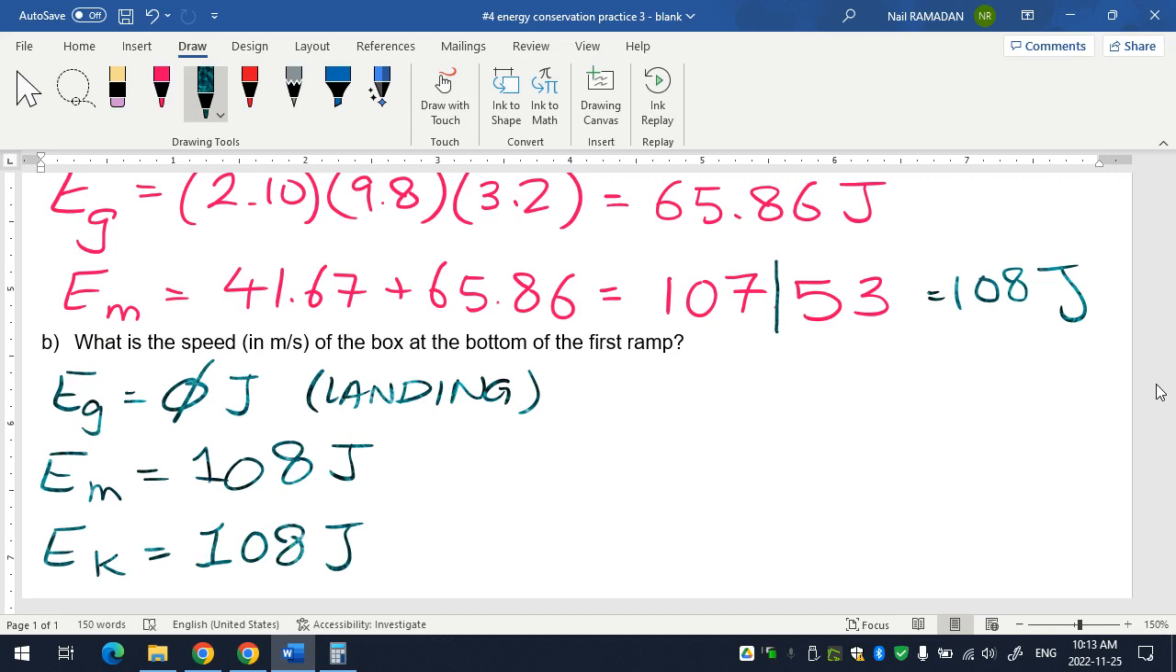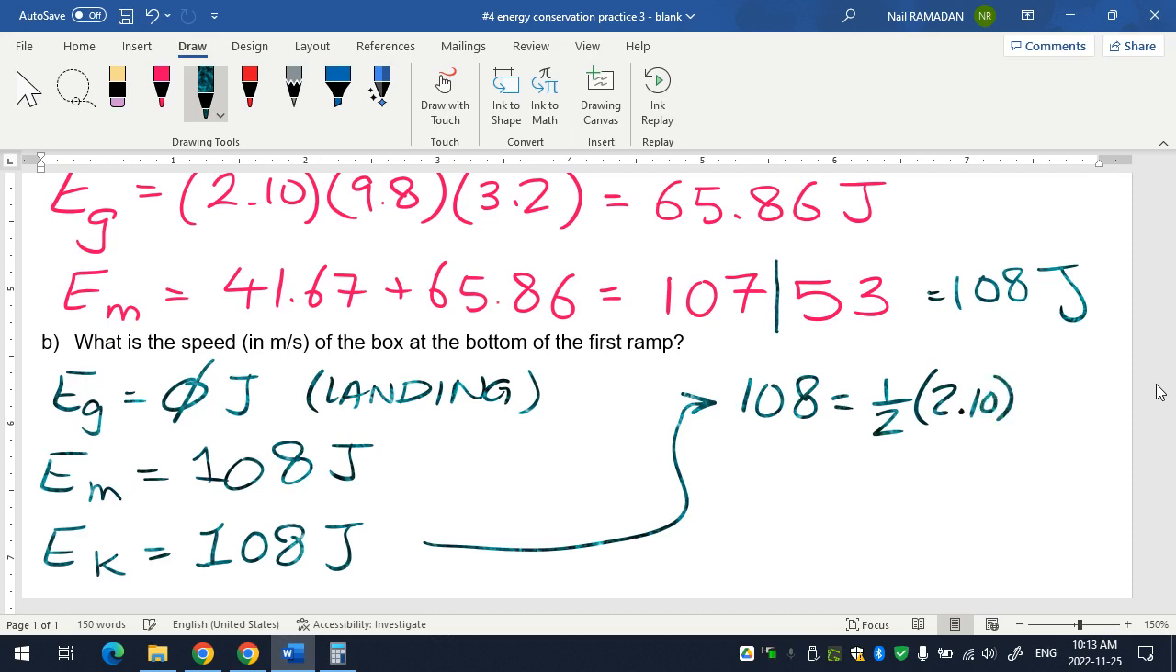Okay. The question did not say what's the EK at that level. It said what's the speed. Can we calculate the speed now? Absolutely, by reverse calculating the V. So let's go. What's the equation? EK equals, so I'm going to say 108 equals 1 half 2.10 V squared, which is 108 equals, what's half of 2.1? Well, half of 2 is 1, and half of 10 is 0.5 V squared.